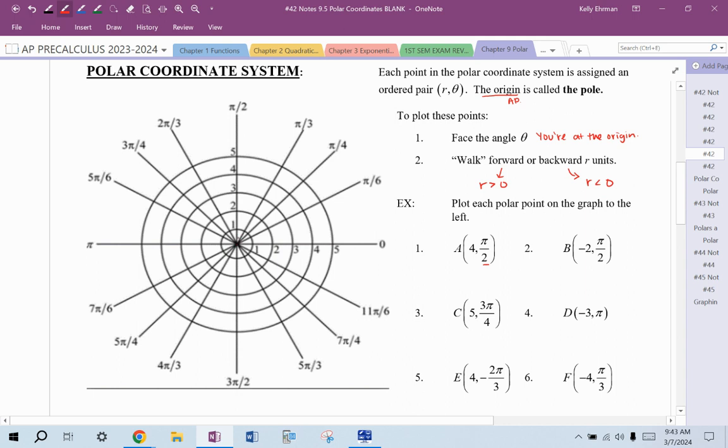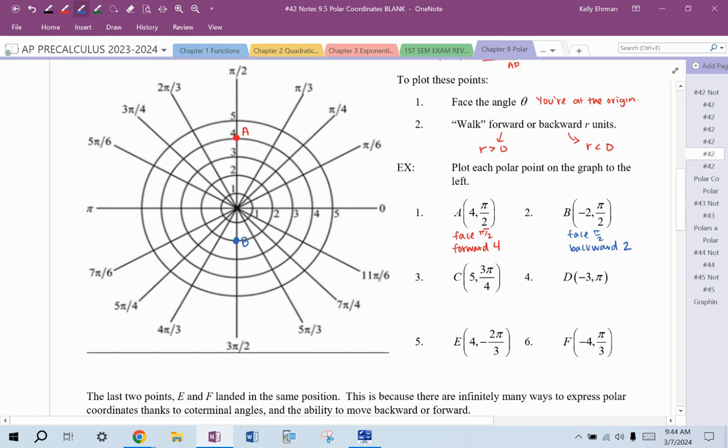So face pi over 2, and then walk forward 1, 2, 3, 4 units. So this is where point A would fall. So again, this is face pi over 2 and walk forward 4 units. Point B is going to be face pi over 2, but then walk backward 2 units. So face pi over 2 still, you're at the origin again, but now walk backward 2, you'd be standing right here. So this is point B. So we do that for each one.